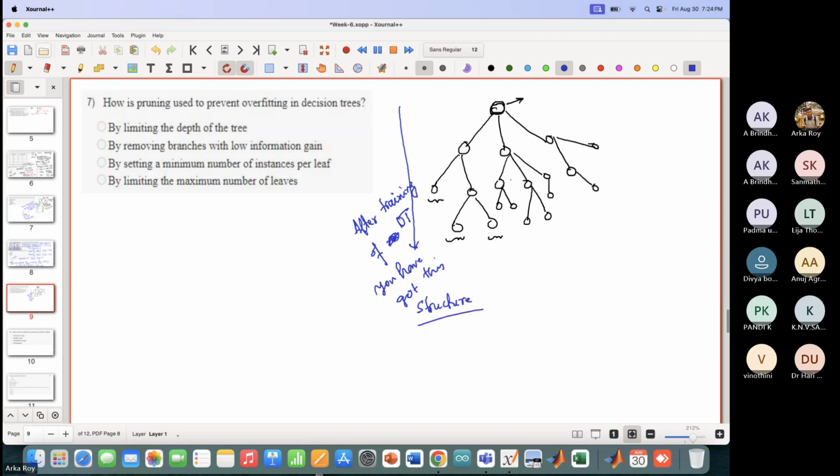Now you have to find which of these particular connections is redundant. And what do I mean by redundant? Let's say you have a situation like this.